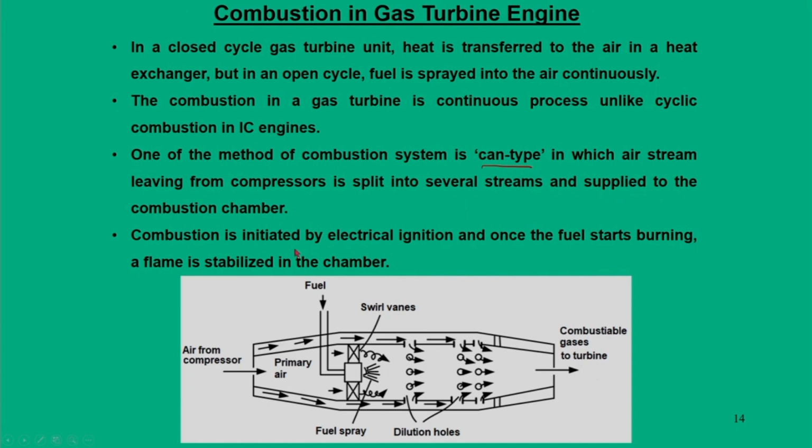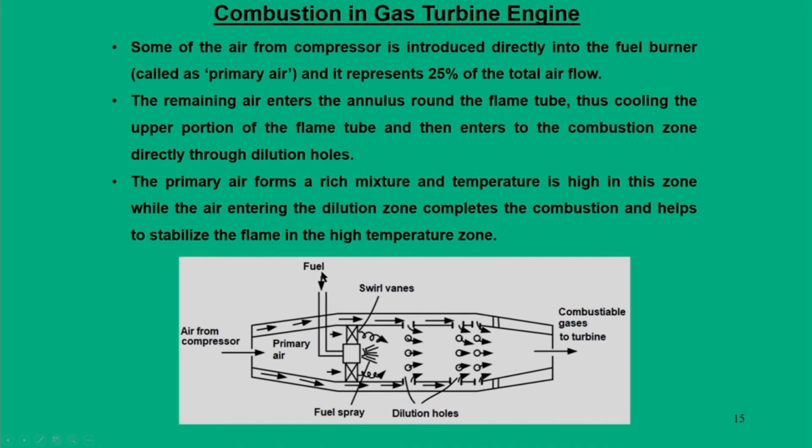Of course, initially the combustion is initiated electrically, and when the fuel starts burning, the flame is stabilized in the chamber. Some of the air from the compressor is introduced directly. We call this the primary air, and it is only about 25% of the total air. The remaining air enters through the annulus or through these dilution holes. In the flame tube, the primary air forms the rich mixture and the temperature is high in this zone. The air entering the dilution zone completes the combustion, and it helps to stabilize the flame in the high temperature zone.